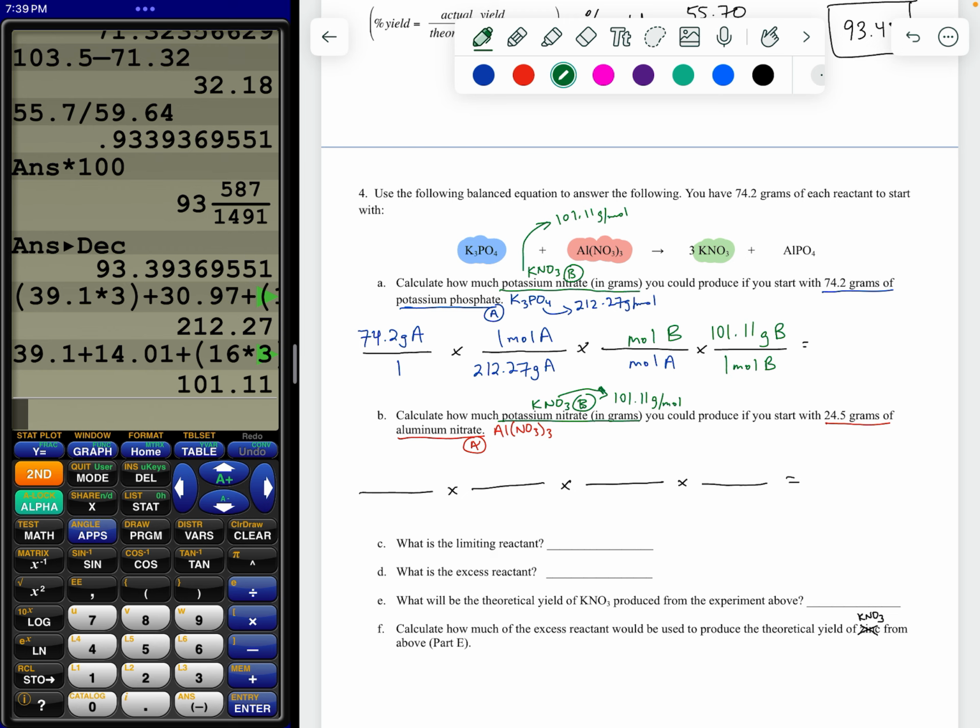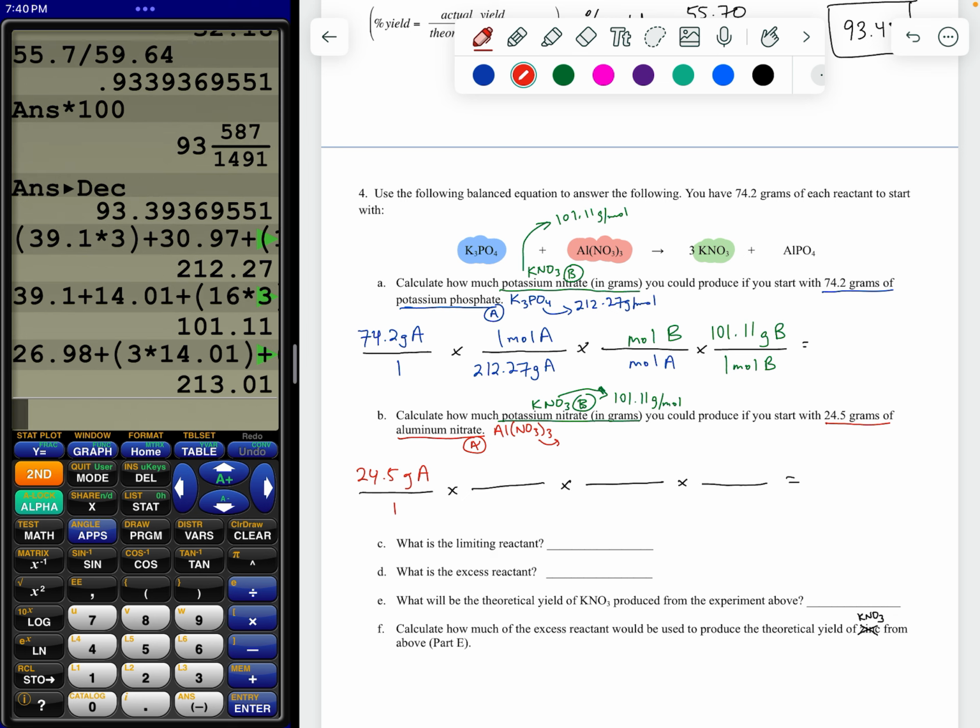So let's fill out the rest of this on the bottom here for the 24.5 grams of aluminum nitrate. And let's also find the molar mass of that before we forget. 26.98 plus 3 times our 14.01, because we'll have 3 nitrogen and we'll have 9 oxygen per the 3 nitrate groups that we need. That's going to be 213.01 grams per mole. So 213.01 grams of A, which is our aluminum nitrate, equals 1 mole of A.